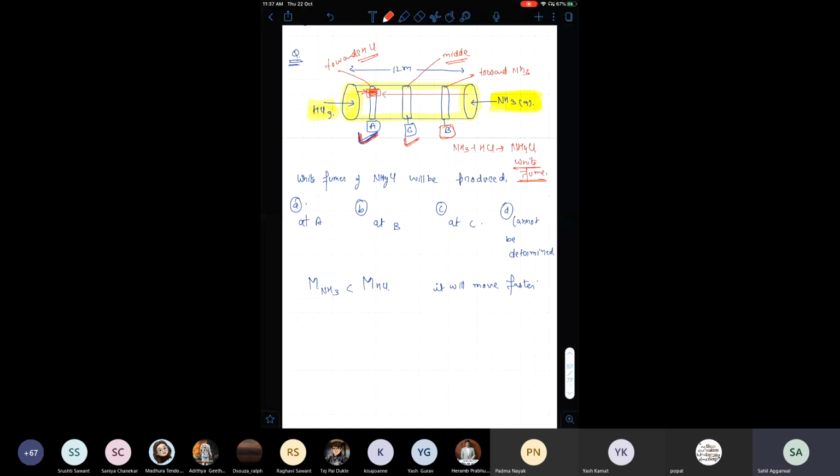So what we said, as NH3 has less mass and HCl has more mass, NH3 will move more and HCl will move less. So NH3 will come towards HCl and HCl will move less. So towards A, your white fumes will be. Yes, sir. NH3 has less mass, so it will move more. HCl has more mass, so it will move less.